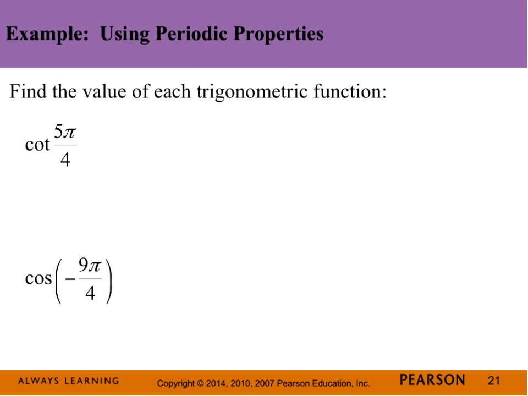We have the cotangent of 5 pi over 4. Well, that's the same exact thing as the cotangent of 1 pi over 4 plus 4 pi over 4. I really don't need to write the 1, but I'm doing it just for teaching purposes. All I've done is split that 5 up into 1 and 4. Now notice my 4 pi over 4, those 4s divide out.